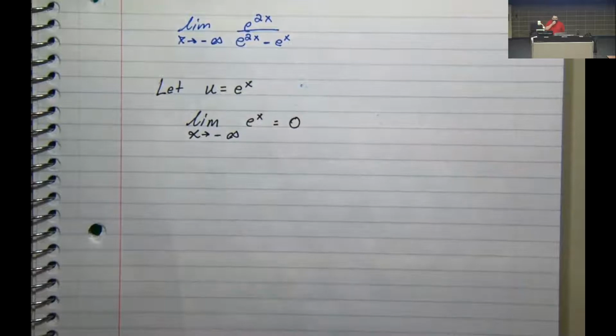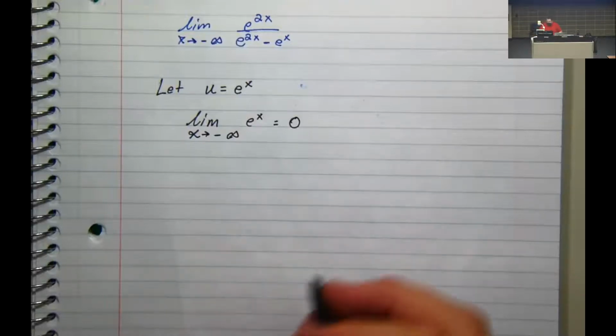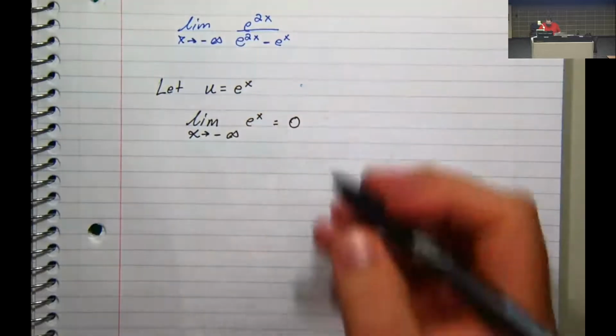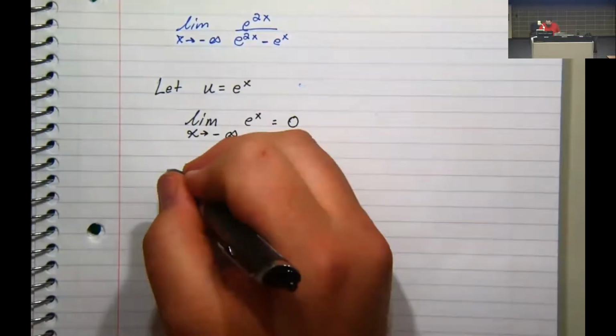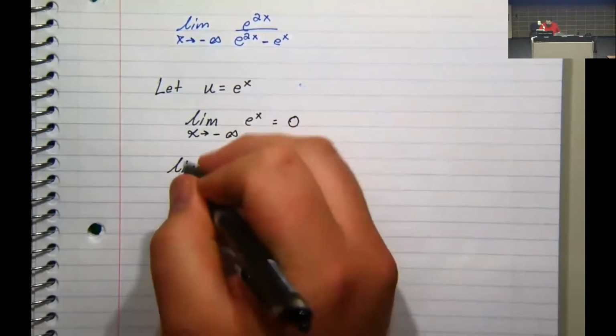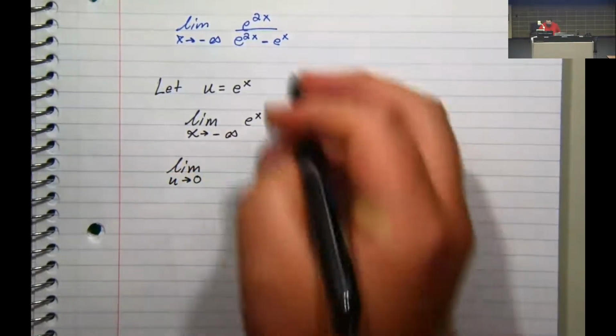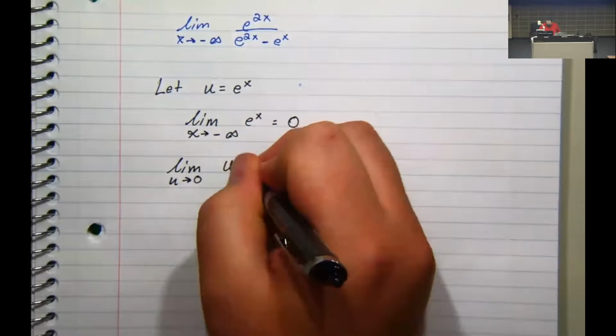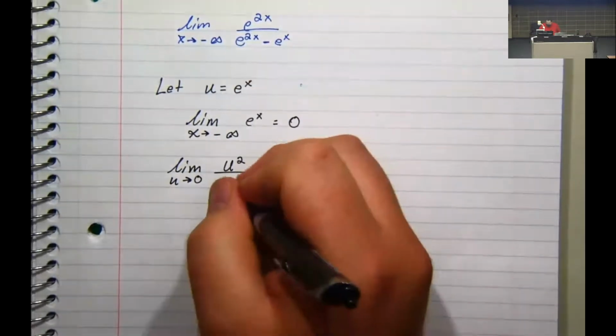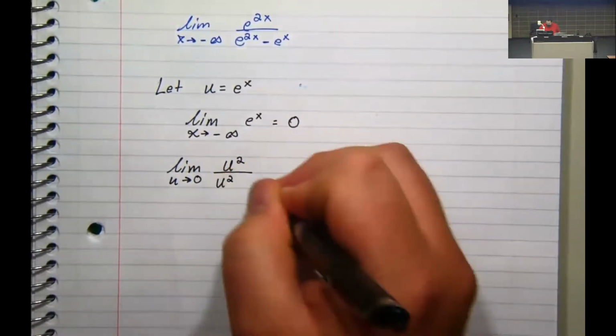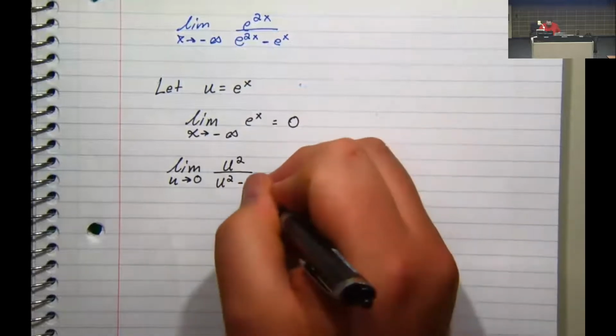So the exponential function goes all the way up to infinity going to the right, and goes down closer to 0 to the left. So essentially what we're doing then is the limit as u goes to 0 of u squared over u squared minus u.